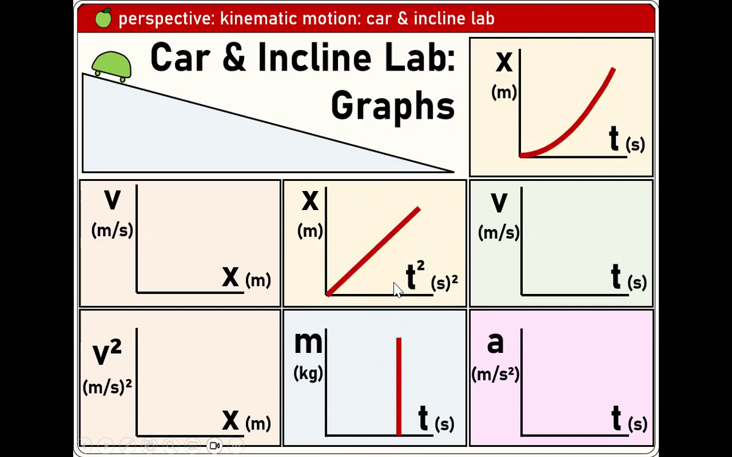Okay, so let's do it. The three most important graphs, I think, are the ones on the right. You see x versus t, v versus t, a versus t. So now we're ready for velocity versus time. Speed in meters per second is a function of time in seconds. So you let the car roll 1 second, then 2 seconds, then 3 seconds. It's going faster, faster, faster. And what exactly does that graph look like?